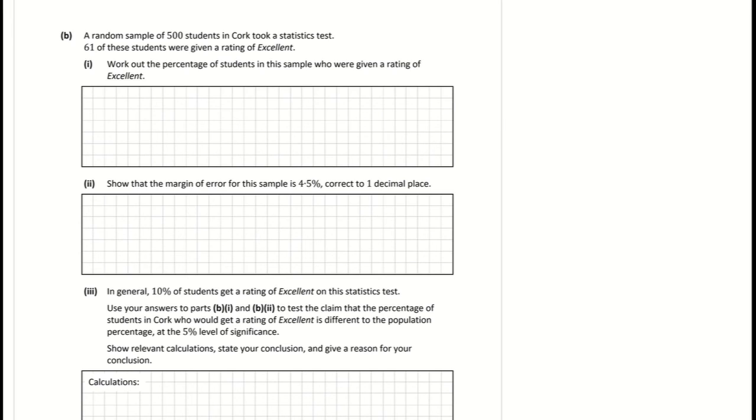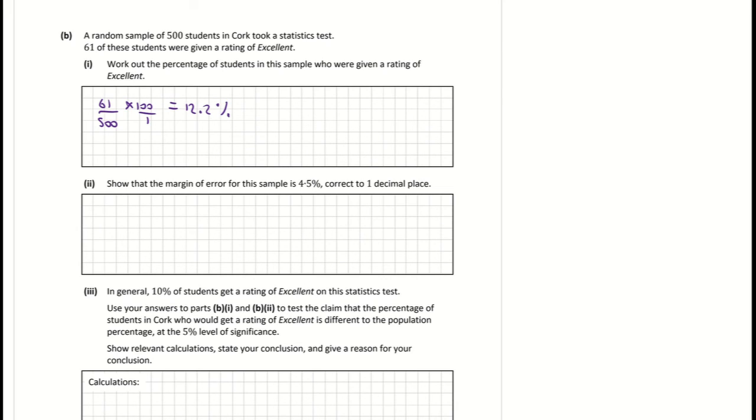B part 1, work out the percentage of students in the sample who gave a rating of excellent. That is 61 students out of a total of 500 students. It wants it as a percentage, so times 100 over 1. That gives me 12.2%. The question didn't say to give it to a particular decimal, so it would be okay if you wanted to round down.